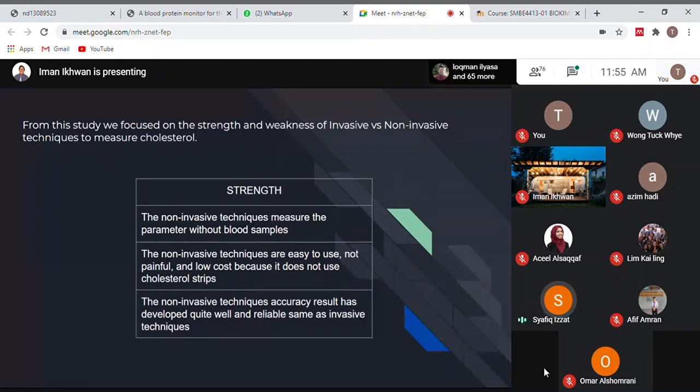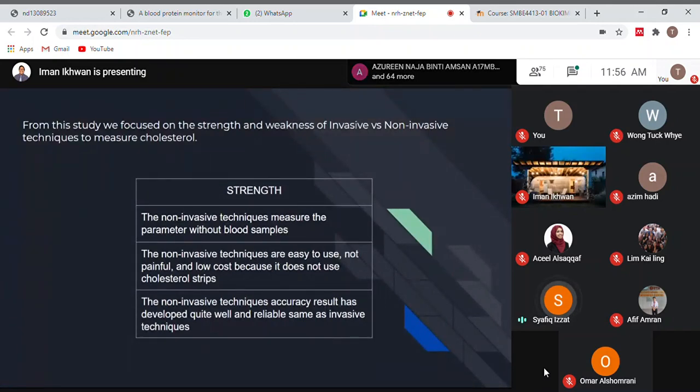For the strengths, the first point, non-invasive techniques measure the parameter without a blood sample. So basically, this system is more comfortable for users and patients for continuous monitoring, especially children admitted in the hospital, in the ward, and in the ICU. For the second point, non-invasive techniques are easy to use. The result of this alternative innovation is more efficient, low cost, less expensive than the existing invasive method, and not painful because it does not use a cholesterol strip.